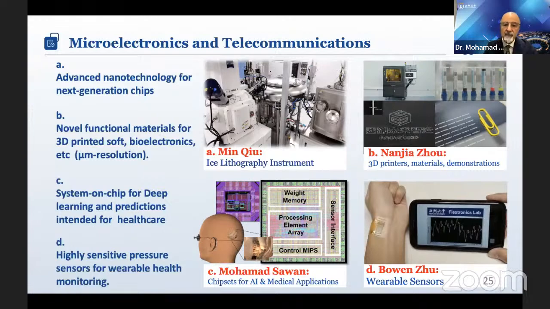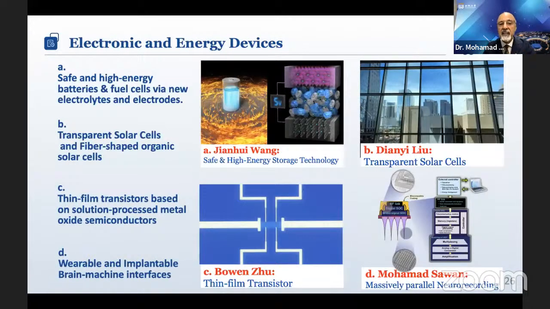So this is, in terms of energy, of course, from battery to many other topics, very hot topics on energy this time: safe and high energy batteries and fuel cells via new electrolytes and electrodes, transparent solar cells, and thin film transistors based on solution-processed metal oxide semiconductors. We try to improve or find new ways to make those transistors.